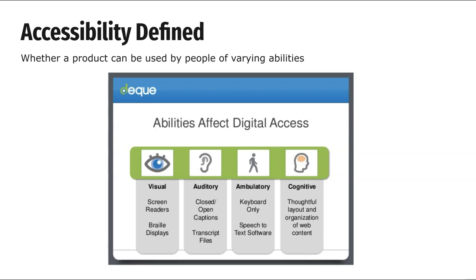Ambulatory disabilities relate to the ability to move, and when it comes to digital access, that usually applies to keyboard navigation and the ability to use a mouse. And finally, cognitive access often relies on the ability to navigate content, to find content, and to interact with the layout and organization of the materials.